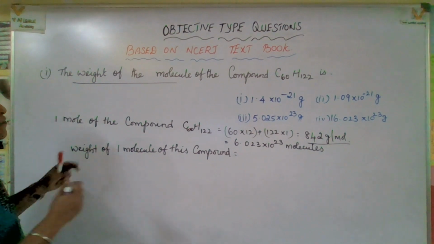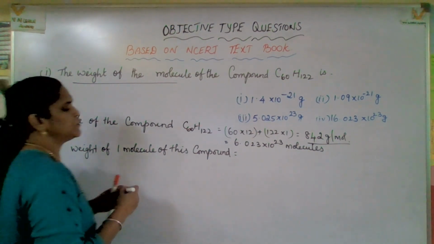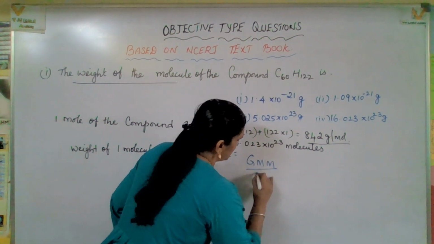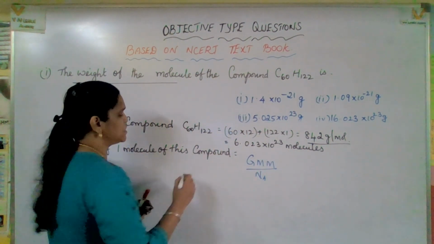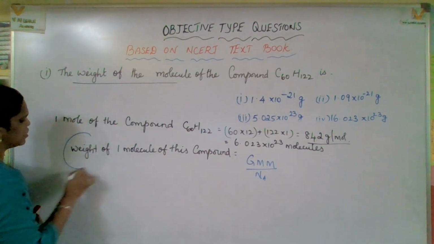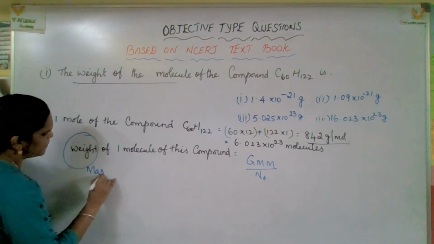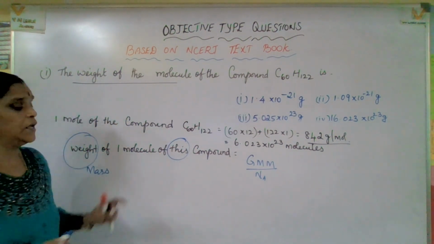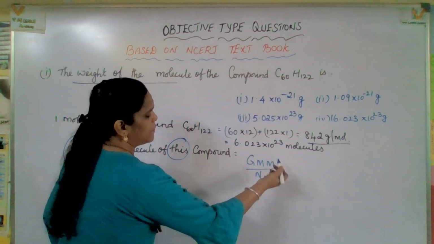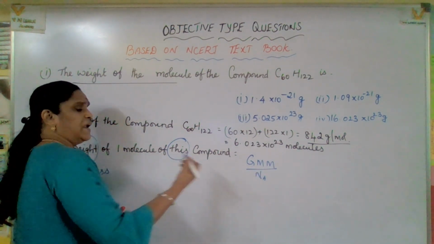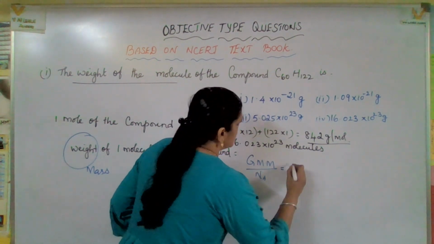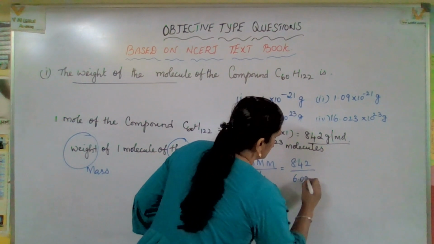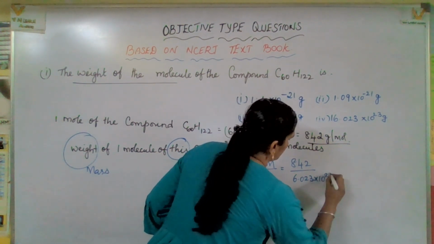Generally, what is the formula we'll use for this? Gram molecular mass divided by Avogadro number. This is the mass of one molecule; weight and mass both are the same. Mass of one molecule of the compound is gram molecular mass divided by Avogadro number. Let us follow this formula. 842 divided by 6.023 into 10 to the power of 23.